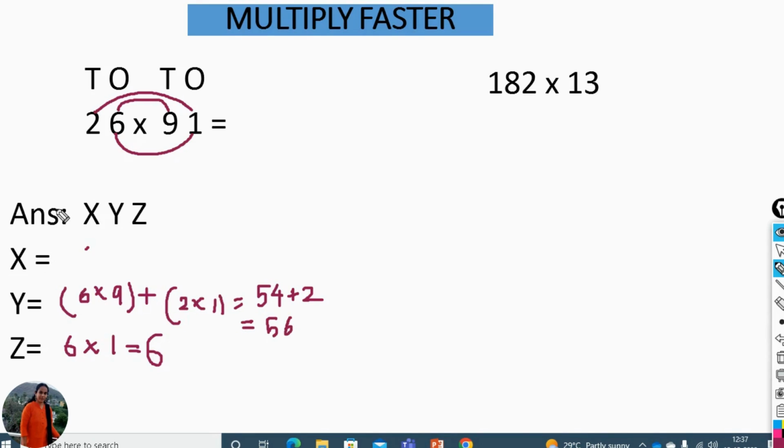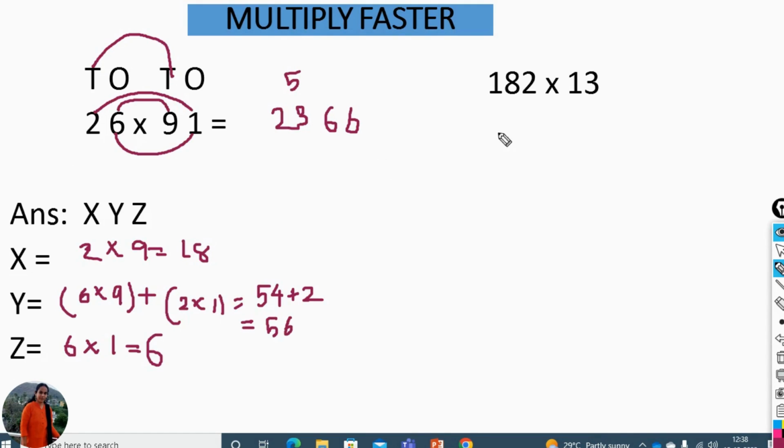So what is x? So x is nothing but the product of tens. So tens are 2 into 9. So 2 into 9 is 18. Okay. So I have to write the answer first for the ones place. For the ones place it is z. So z value is 6. Next is y. So y value is 56. So I write 6 here. 5 is the remainder. For x the value is 18. So 18 plus 5 is 23.